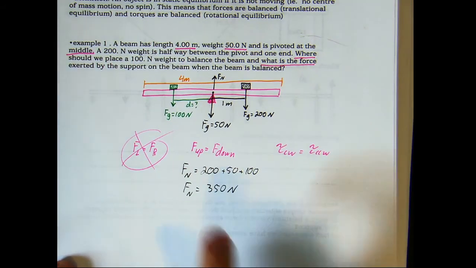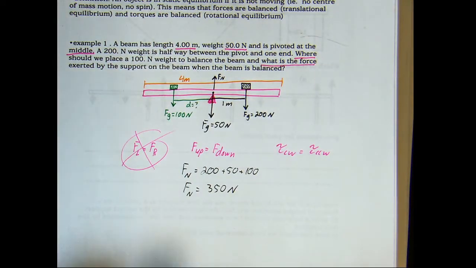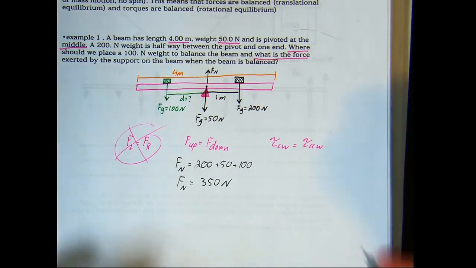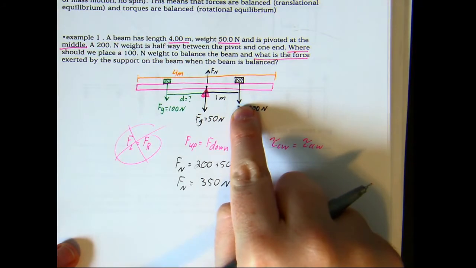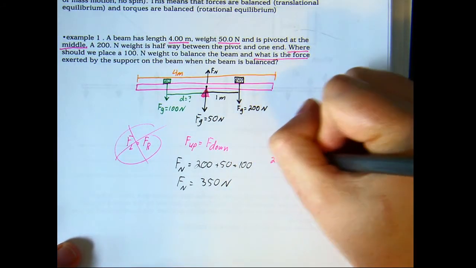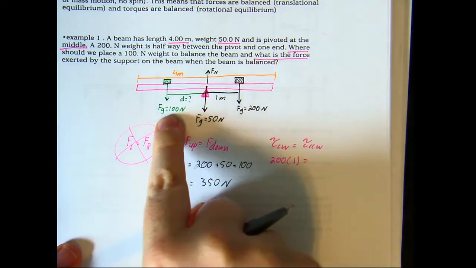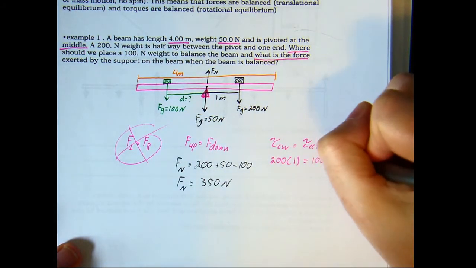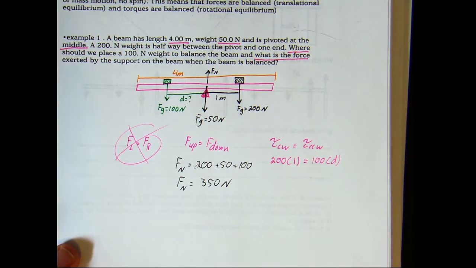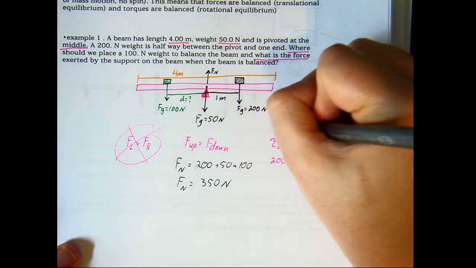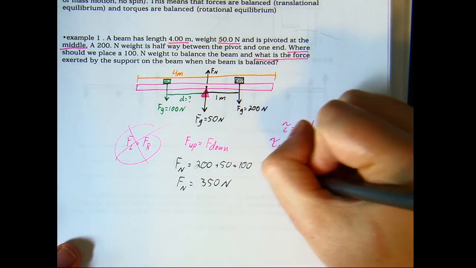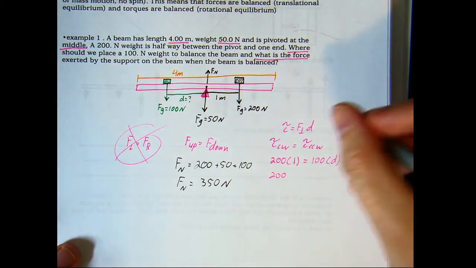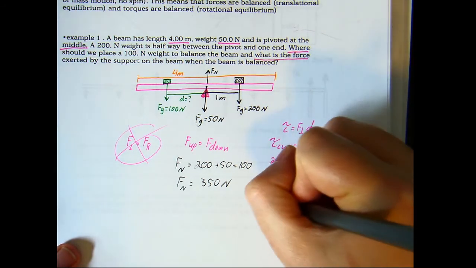And now we can use the torques to figure out what the distance here is. Should be relatively straightforward, just extensions of the stuff that we did in the last couple lessons. So my clockwise torque, which one of these is creating a clockwise torque? This guy here is clockwise. So I'm going to have my 200 times 1 equal, and this guy over here is counterclockwise, 100 times d. Torque equals force perpendicular times distance. So we're going to get 200 divided by 100 equals d, so 2 meters equals d.